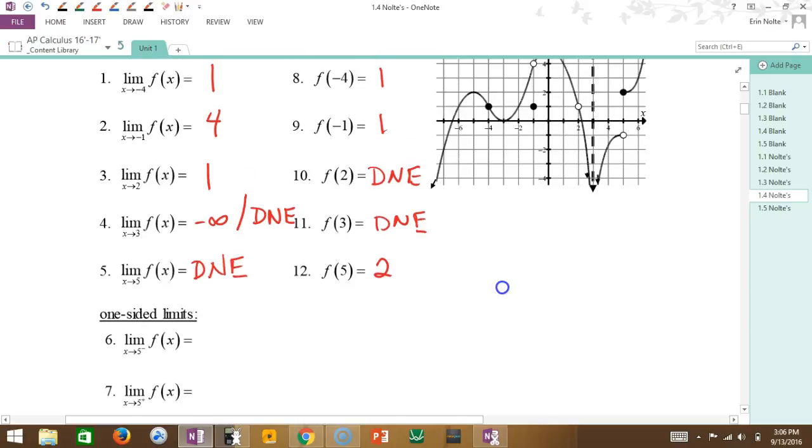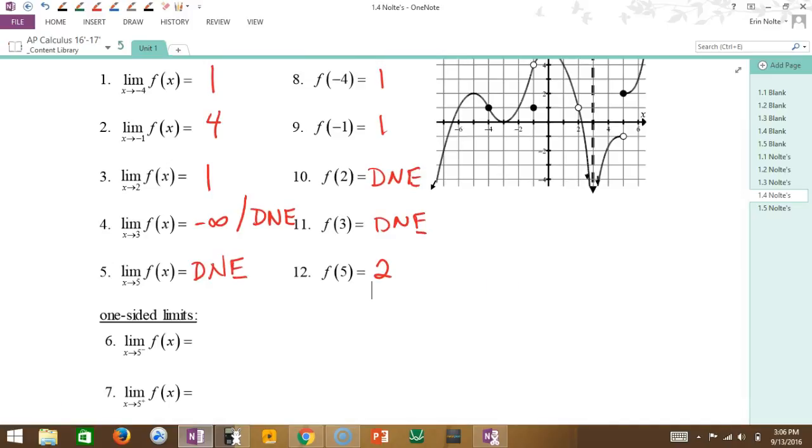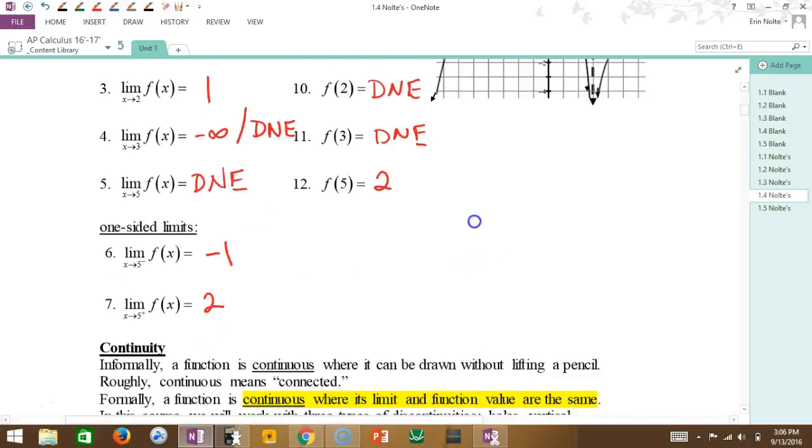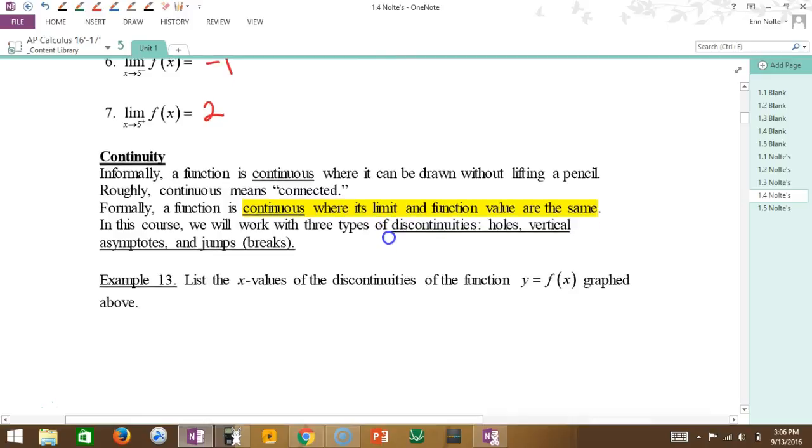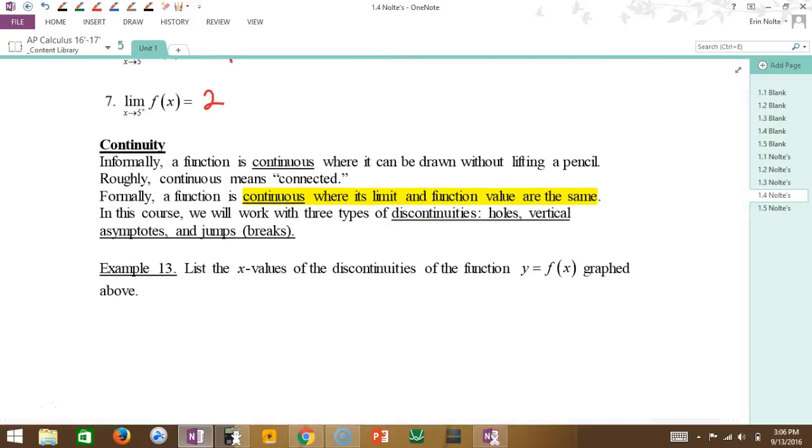Looking at our function, what is the limit as x approaches 5 from the left? -1. And what about coming from the right? 2. Is anybody confused about that? Everybody remember left and right sides? Check it off the list. Done. Awesome.